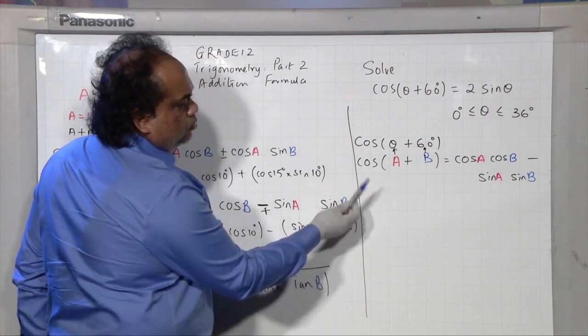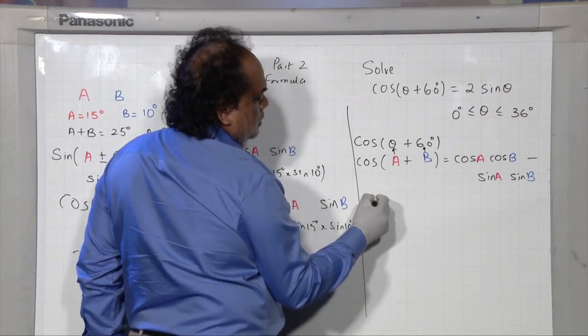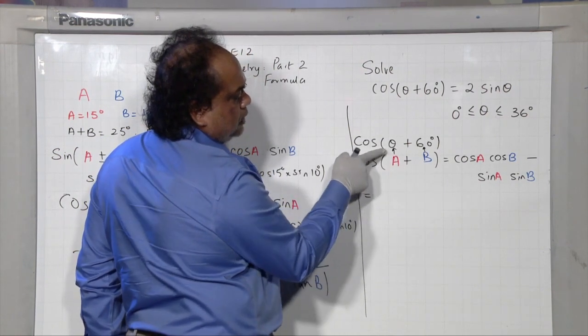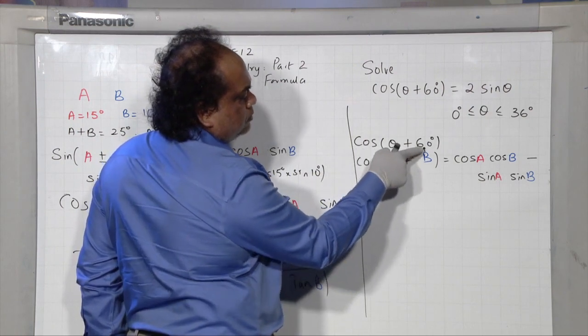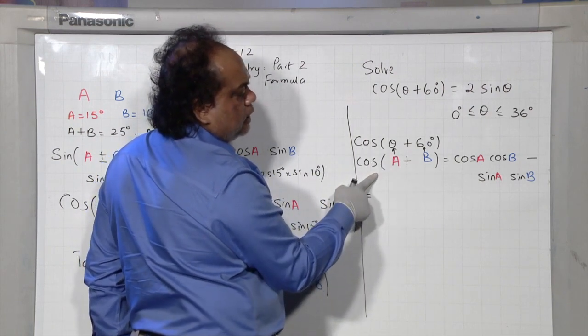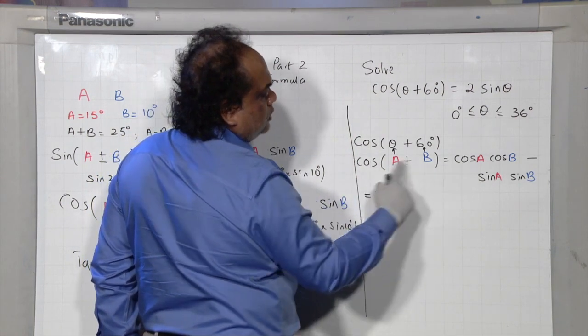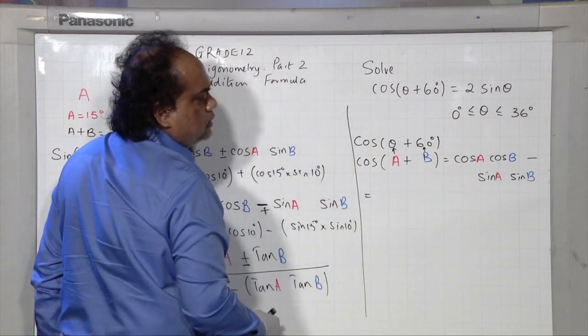So let's apply the formula here. Cos A plus cos B. This is the formula because we have cos bracket A plus B. So this is the formula that applies to this question. So I know what cos A plus B becomes: cos A cos B minus sin A sin B.